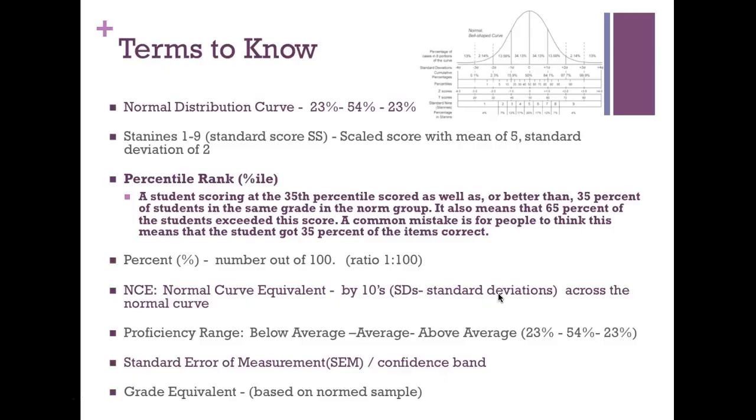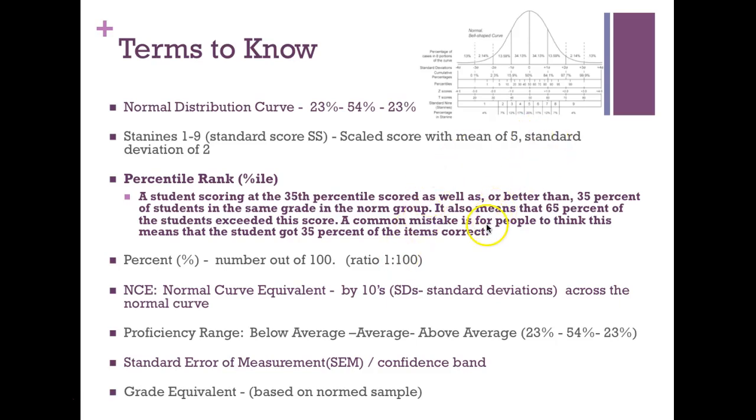The percentile rank is the one that you're going to be encountering the most. A student scoring at the 35th percentile scored as well or better than 35% of the students in the same grade in the norm group. It also means that 65% of the students exceeded that score. So this is not a percent. If you look below here, percent is a number out of 100, the ratio 1 to 100. I got 100% on my test. That means I got all 10 items right. I got 90% on my test. That means I got 90 items right. I got 50% on my test. I mean, I got 5 out of 10 right. So percent is just how many right you get. This is not what a percentile rank tells you.